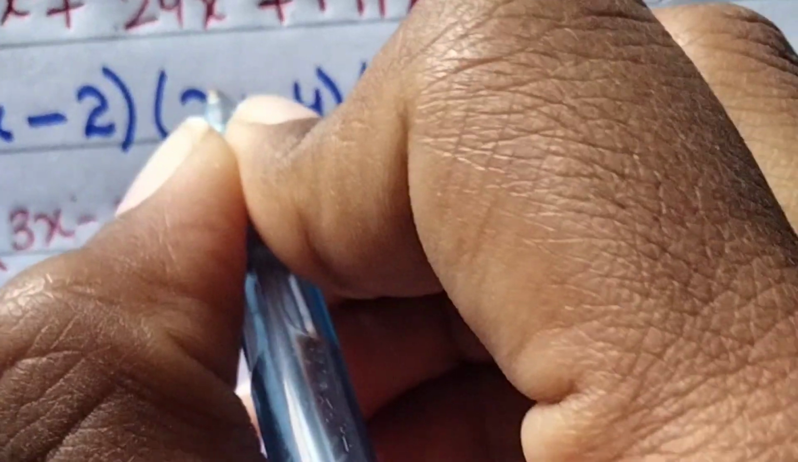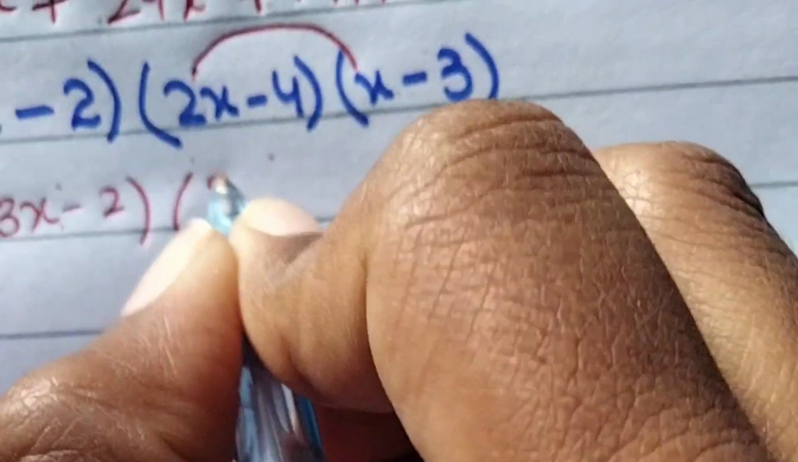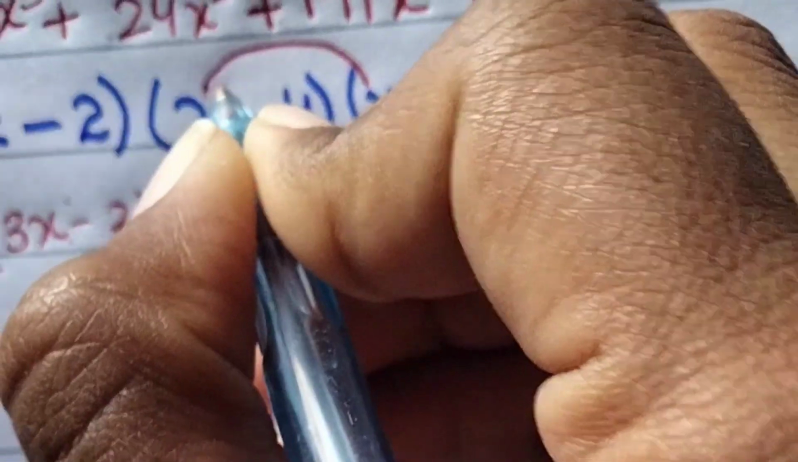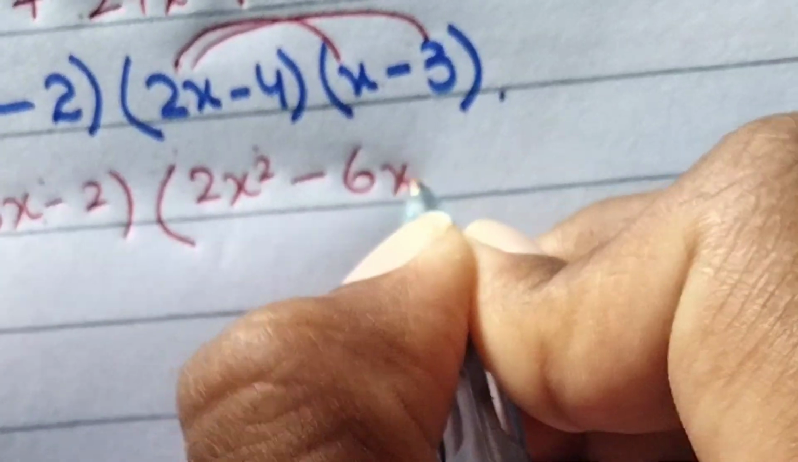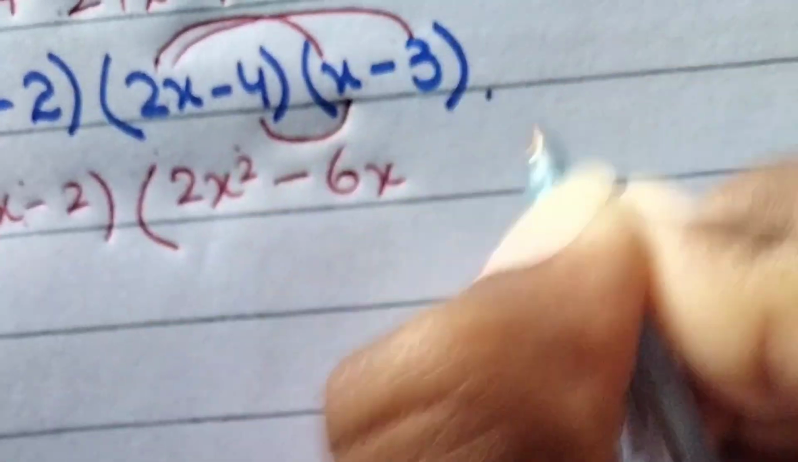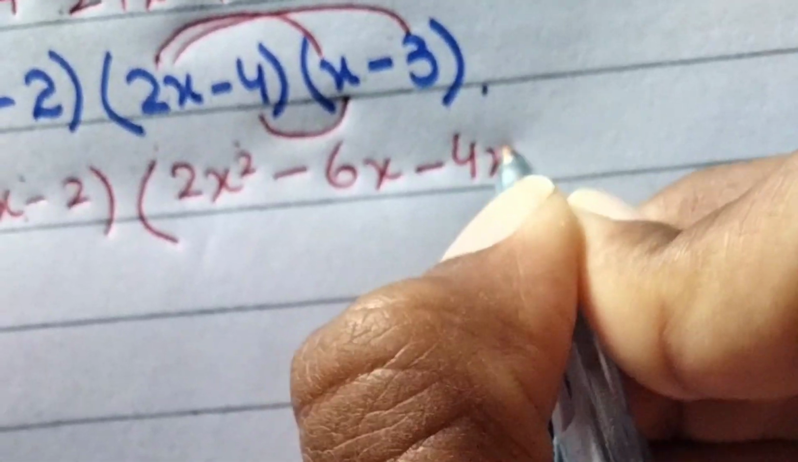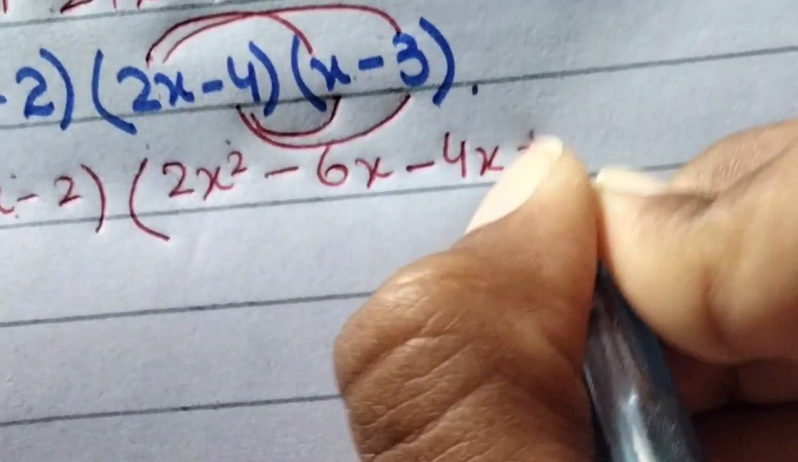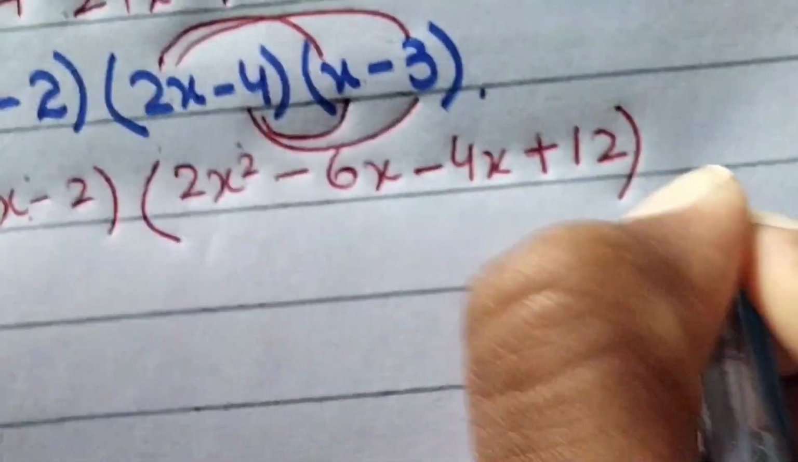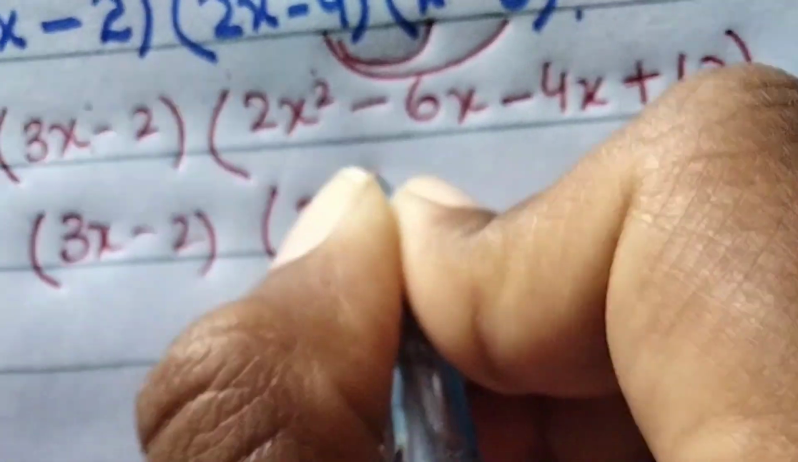For this one, we will multiply 2x with x, so that will be equal to 2x square. And if I multiply 2x with negative 3, that will be equal to negative 6x. In the next step we will multiply negative 4 with x, so that will be equal to negative 4x. And if I multiply negative 4 with negative 3, that will be equal to positive 12.